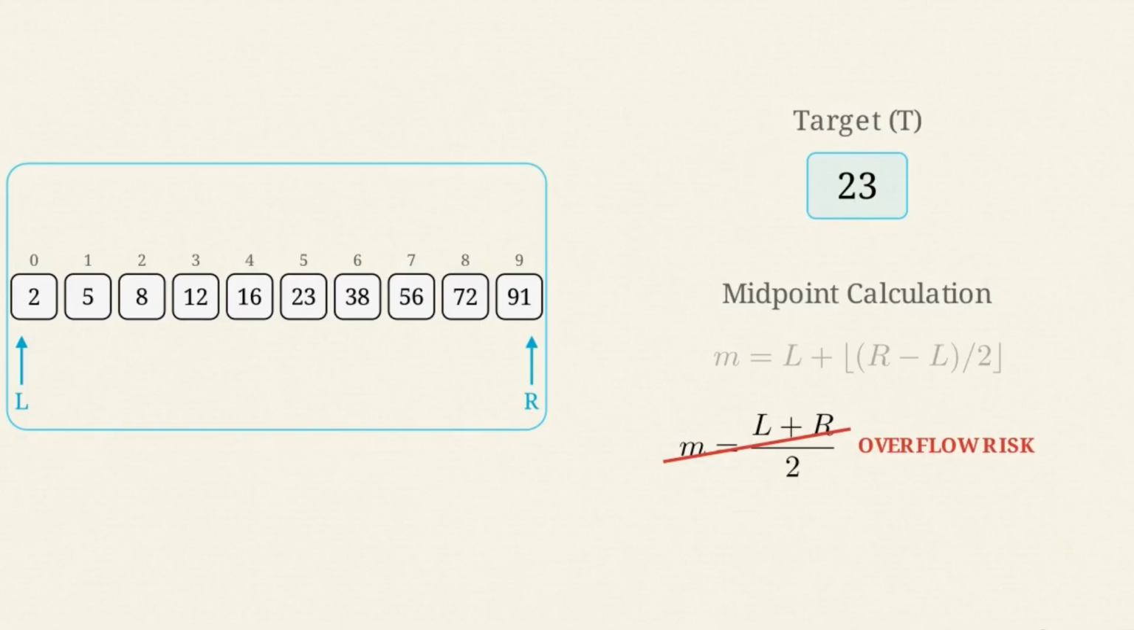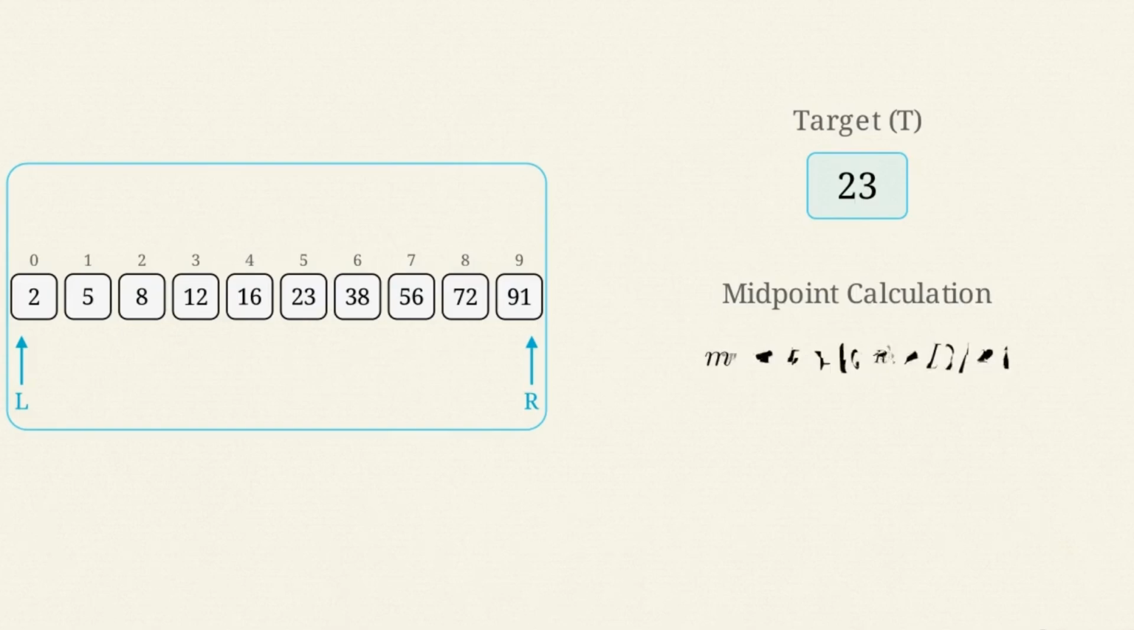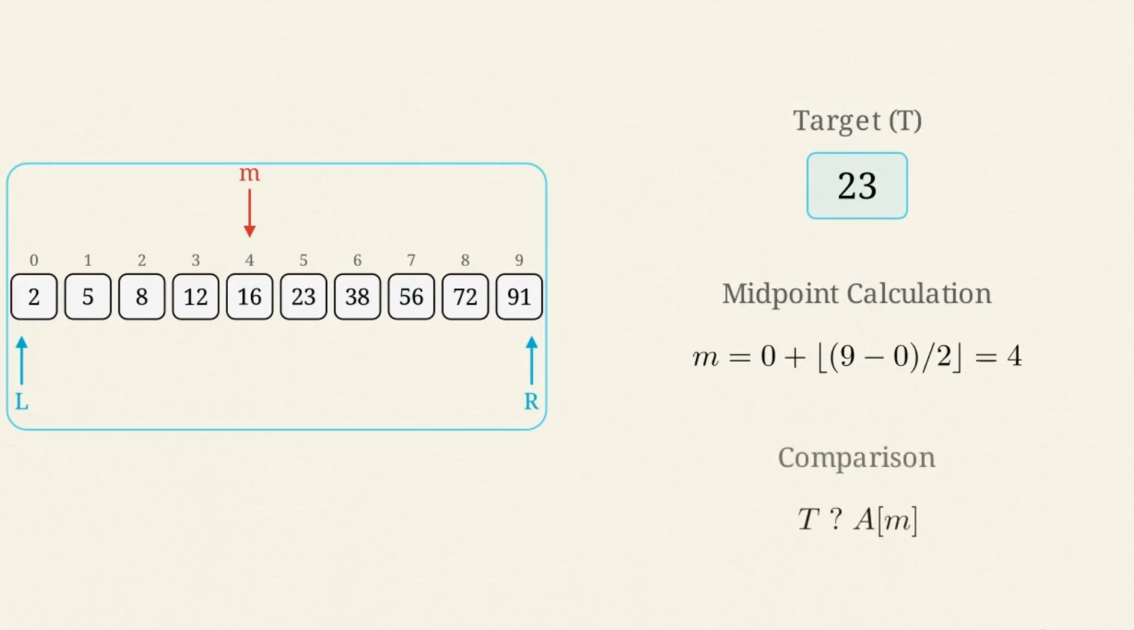You might wonder why we don't simply add the low and high indices together and divide by 2. In massive datasets, this can exceed the hardware's maximum integer limit, causing an overflow error. This specific subtraction method guarantees absolute system safety. Running the math on our initial boundaries drops our midpoint exactly at index 4, which holds the value 16.